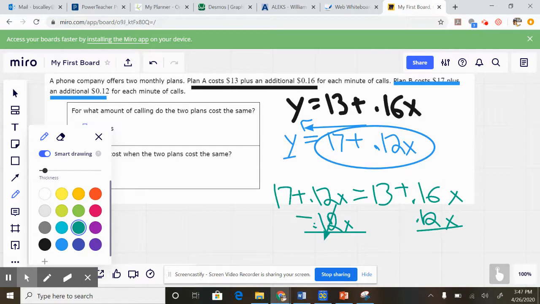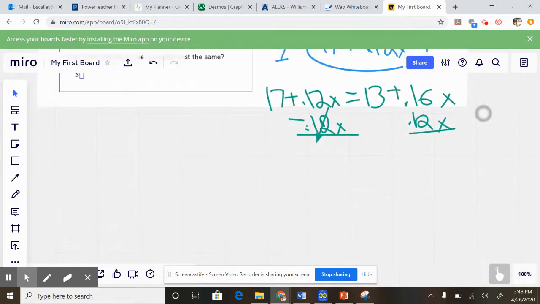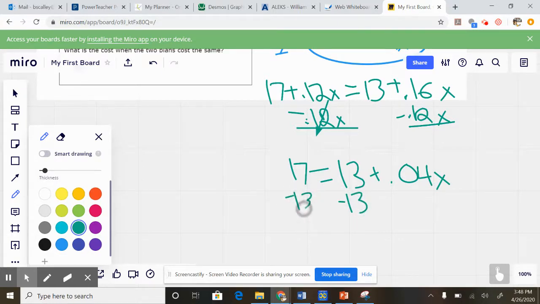And I'm going to get, that's going to cancel. Smart drawing thing is annoying. Slide this down. So I'm going to get 17 equals 13. When I subtract here, I'm going to get 0.04x. Now I'm going to subtract 13 on both sides. Now we'll get 4 equals 0.04x. And then I can go ahead and divide both sides by 0.04.